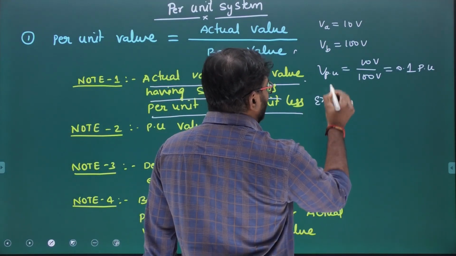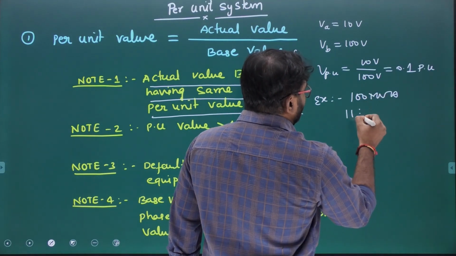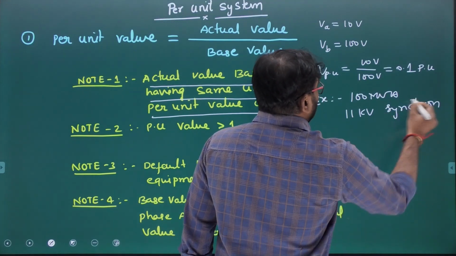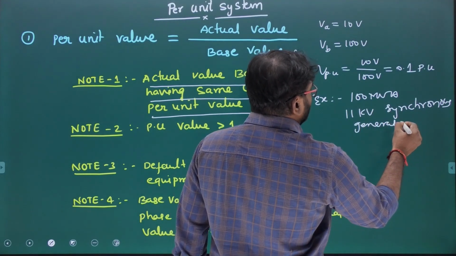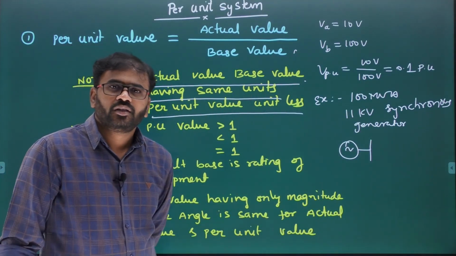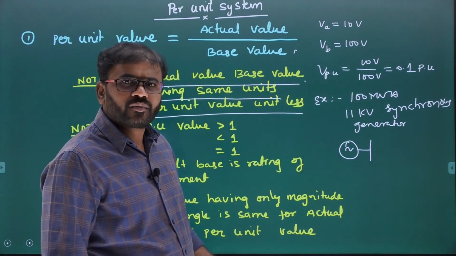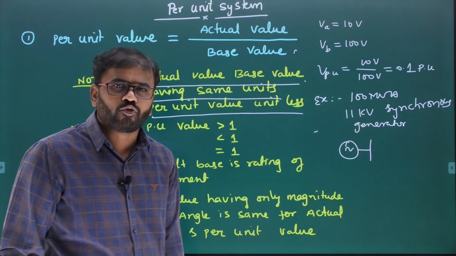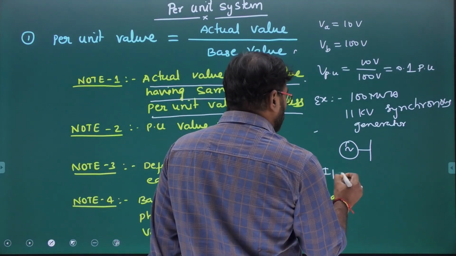For example, we have a 100 MVA 11 kV synchronous generator. Okay, so this is the generator which has a rating of 11 kV 100 MVA. See, what is the full load current or rated current, which is 100 into 10 power 6 by root 3 into 11 into 10 power 3, we get 5.24 kilo ampere. That is the rated current. Correct or not? The rated current or base current, both are the same.